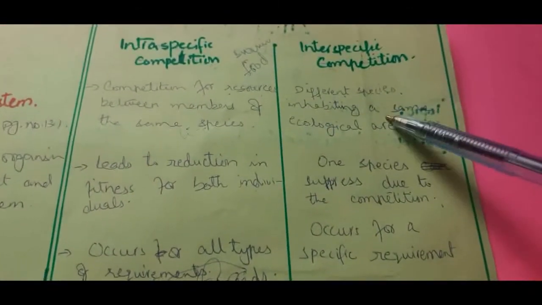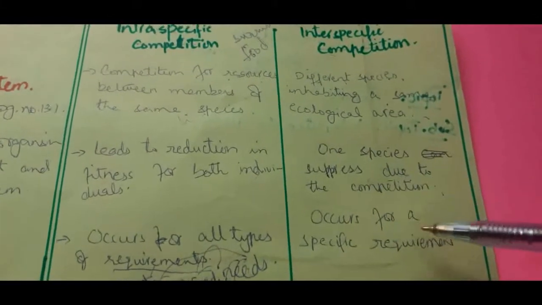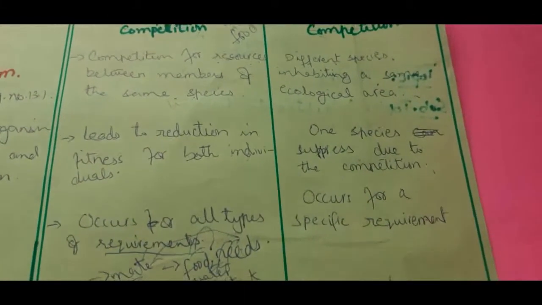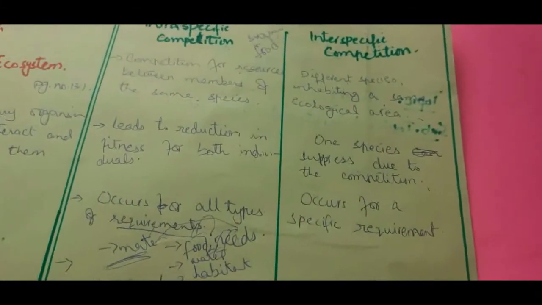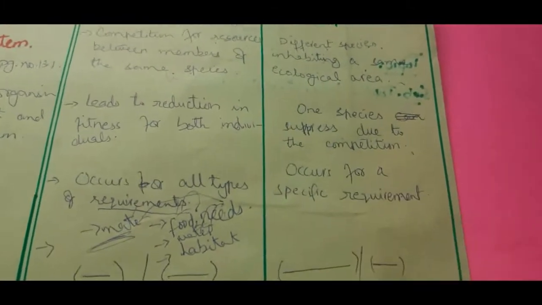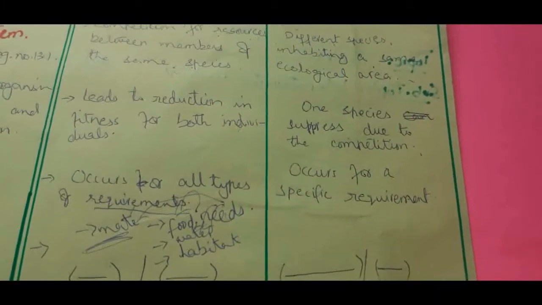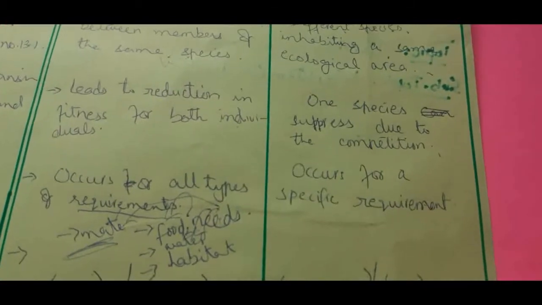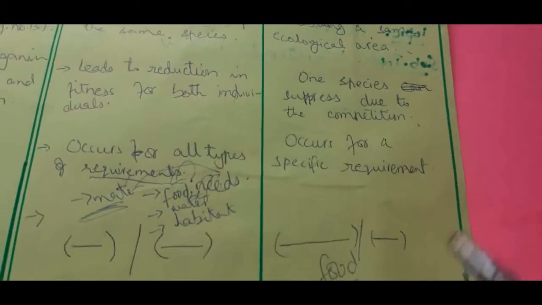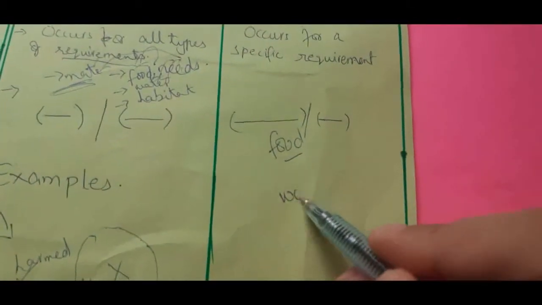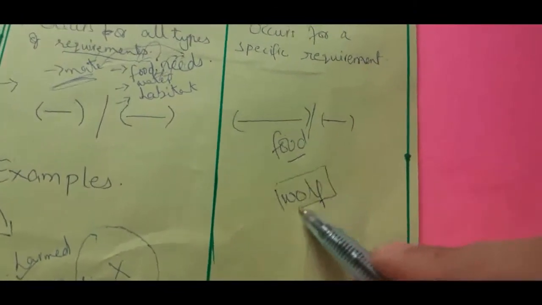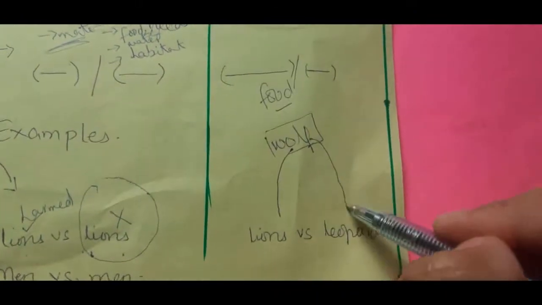And interspecific competition is for a specific requirement. For example, lions and tigers, or lions and leopards, fight with each other for what purpose? For the purpose of food. For example, there is a wolf. So obviously this wolf is food for the lion as well as for the leopard.